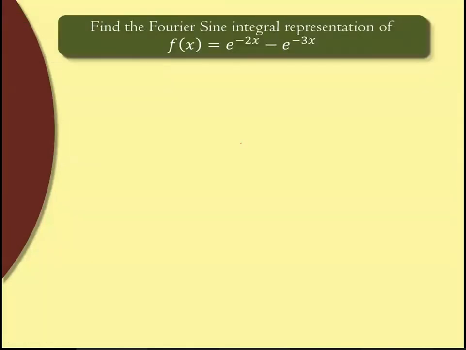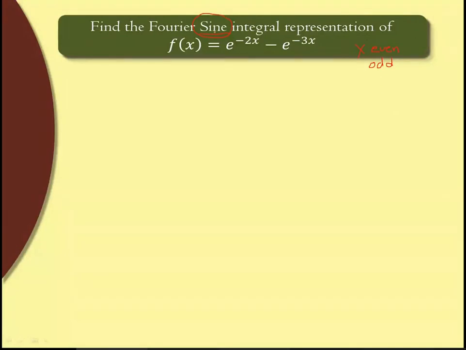Consider the next problem. Find a Fourier sine integral representation of f of x equal to e raised to minus 2x minus e raised to minus 3x. Now here it is asked for the sine integral representation. So don't check for even or odd. Whenever it is not mentioned sine or cosine, then only we have to check for even and odd. But whenever it is mentioned sine or cosine integral representation, don't check for even or odd.